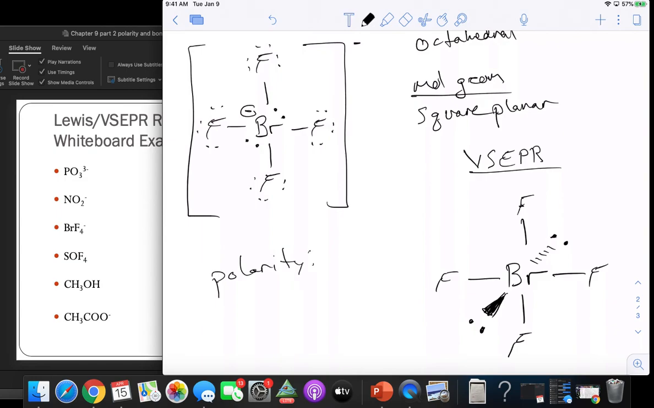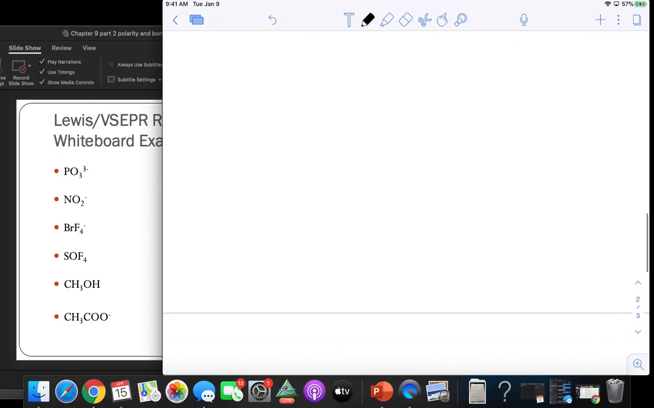I'll leave the space for clarity we can come back to. Next, take a look at SOF4. So now we're moving into things that have a few more atoms involved, right? So SOF4, we're going to draw this thing's Lewis structure. We do have 3 atoms this time. So picking this, again, the central atom should be the first one listed. It's the sulfur. It's our least electronegative element.